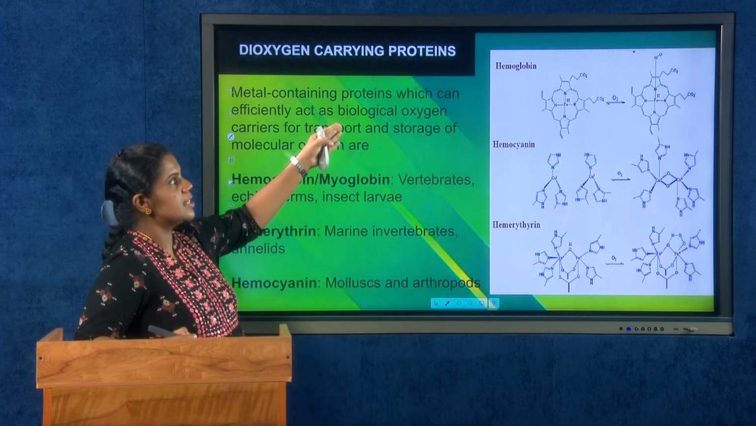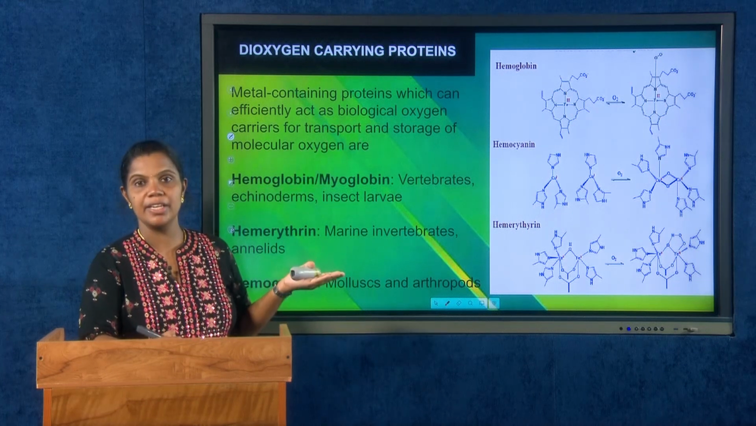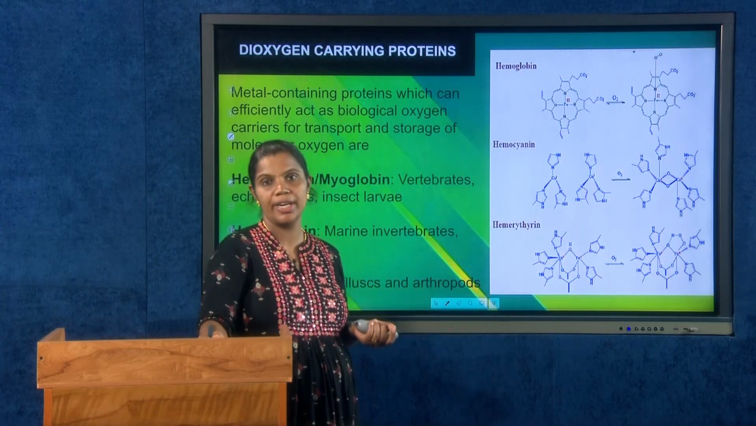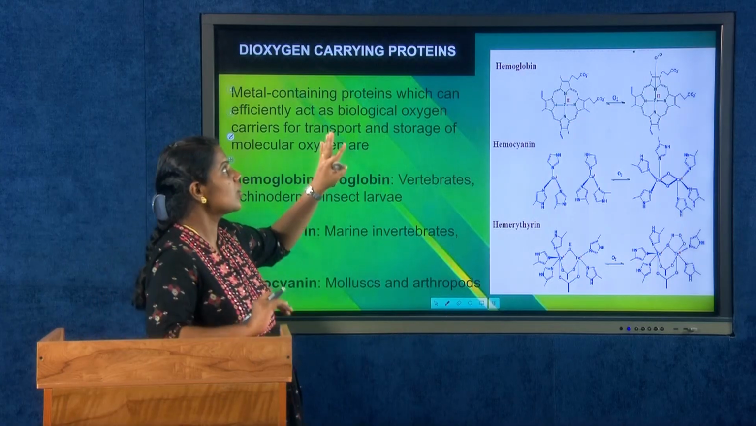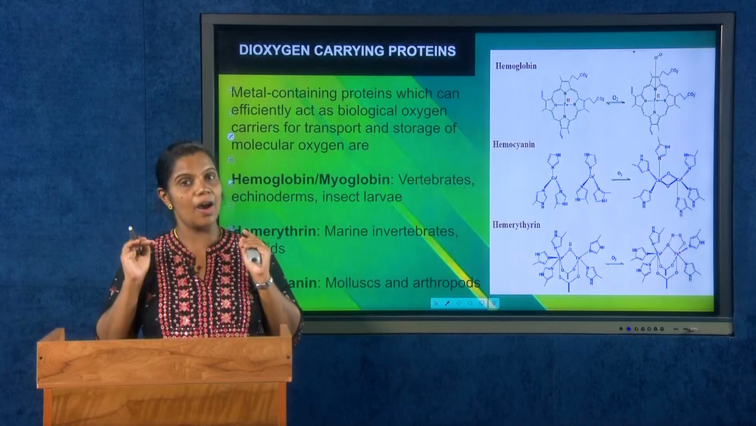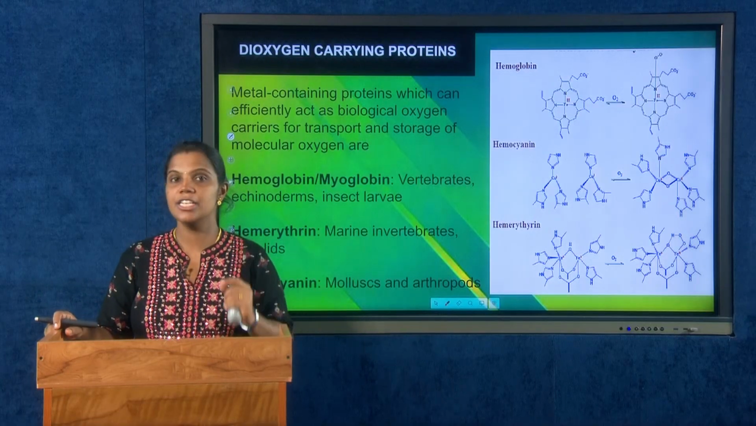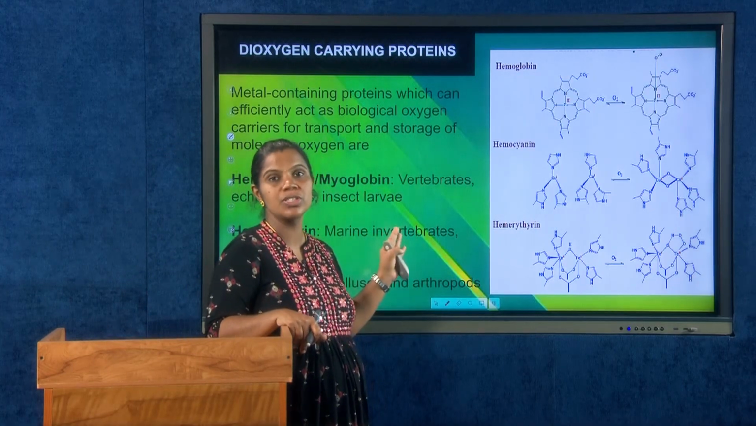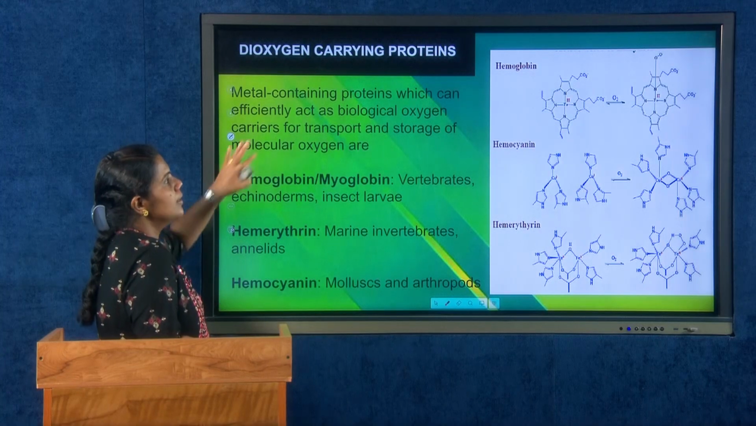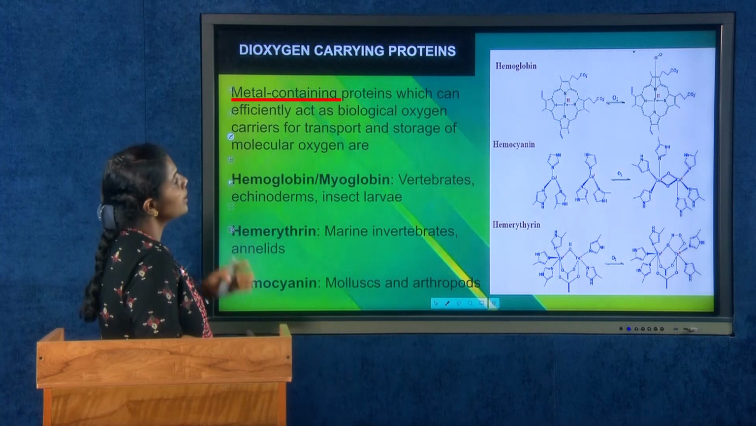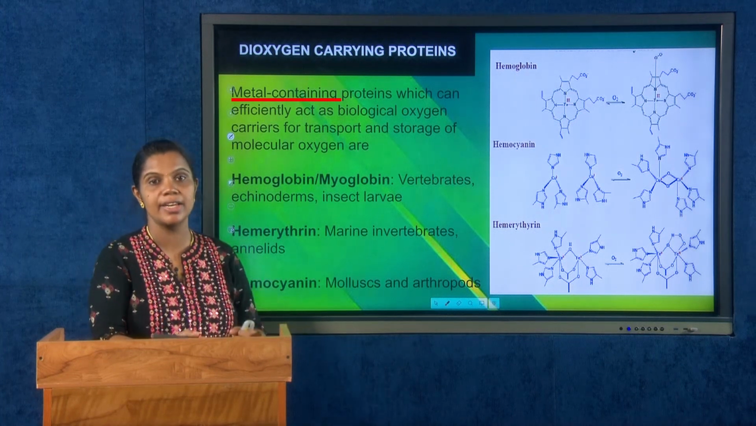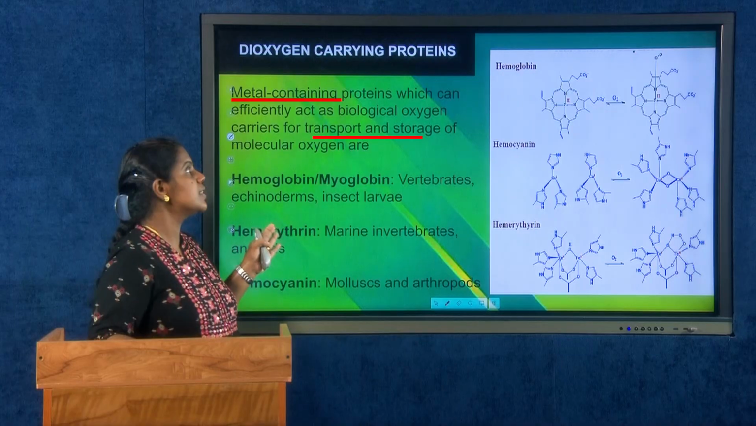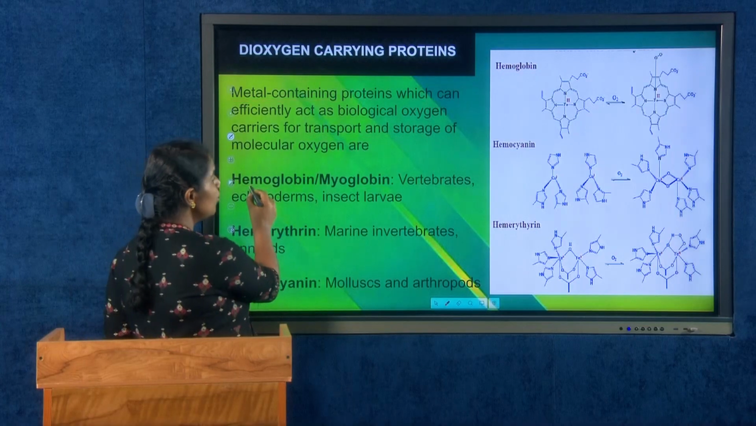Hemoglobin is found in human beings, hemocyanin in several aquatic organisms, and hemerythrin in earthworms and certain other lower organisms. So, in each species, the oxygen carrying proteins are different, and in all cases they contribute to cellular respiration. These proteins are very important to carry out the life processes. Oxygen carrying proteins are actually metal containing proteins which can efficiently act as biological oxygen carriers for the transport and storage of molecular oxygen. The important dioxygen carrying proteins are hemoglobin and myoglobin.